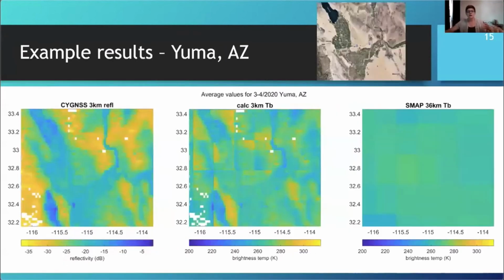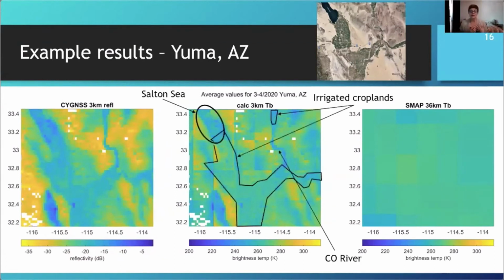Now, comparing the 3-kilometer Cygnus reflectivity map on the left with the calculated 3-kilometer brightness temperature map in the middle and the SNAP 36-kilometer brightness temperature map on the right, we can see much of the same detail in the calculated 3-kilometer brightness temperature data as in the 3-kilometer Cygnus reflectivity data. Specifically, the Salton Sea, Colorado River, and irrigated croplands are all discernible in the calculated 3-kilometer brightness temperature map, but not in the SNAP 36-kilometer data.